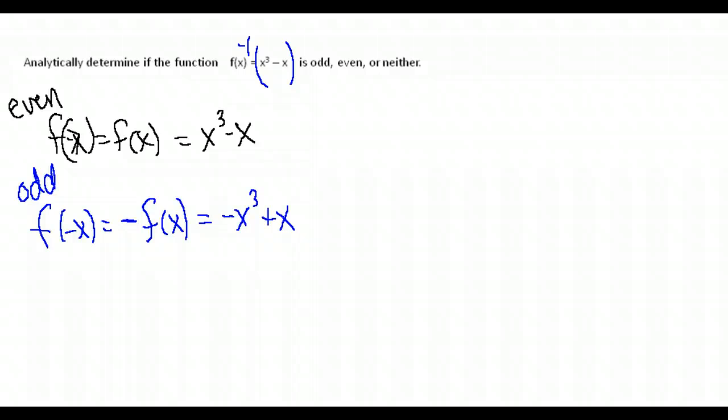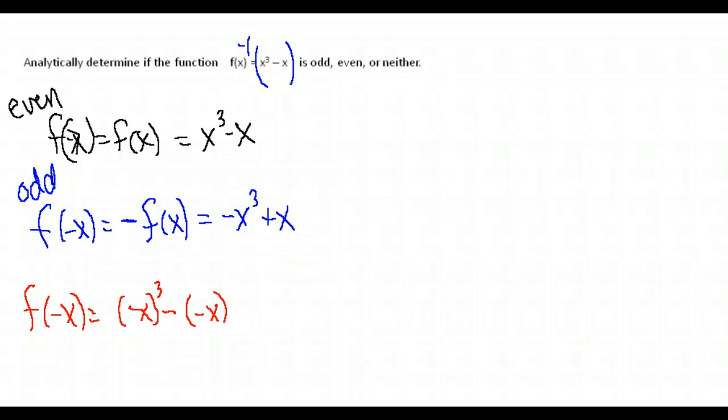And let's go ahead and do our trial. So we put a negative x in for all of our x's. And into the original function, that would give us a negative x quantity to the third minus a negative x. Now, when you take something to an odd power, it doesn't change its sign. So this simplified is going to come out as negative x to the third. And then here, negative times the negative makes that a plus x.